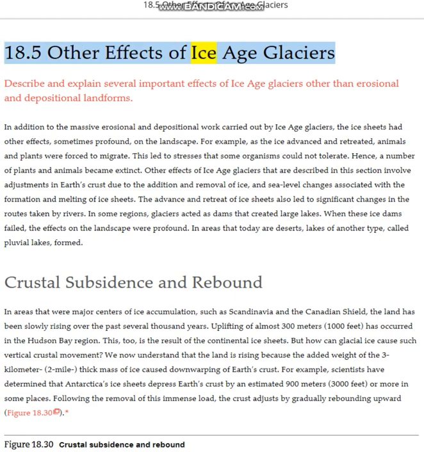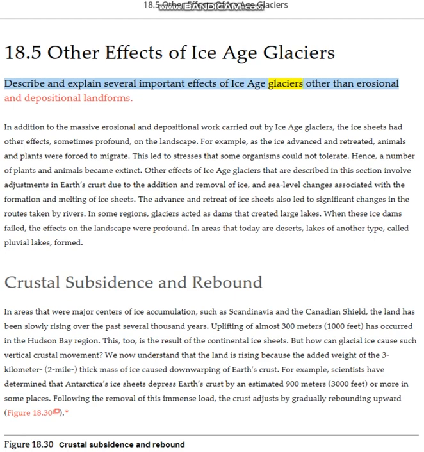5 Other effects of Ice Age glaciers. Describe and explain several important effects of Ice Age glaciers other than erosional and depositional landforms. In addition to the massive erosional and depositional work carried out by Ice Age glaciers, the ice sheets had other effects, sometimes profound, on the landscape.